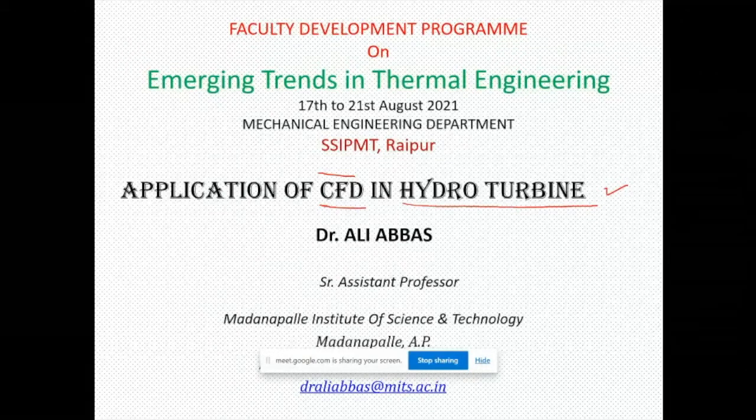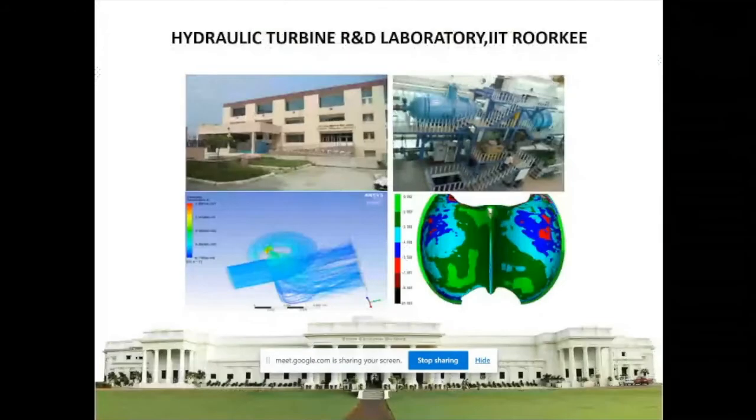So this is the whole picture of the CFD. Now I'm going to share. This is the hydraulic turbine laboratory at IIT Roorkee, and there is a model test also. So in order to design hydro turbines at the prototype level, first we design the turbine using CFD. The first step is CFD.